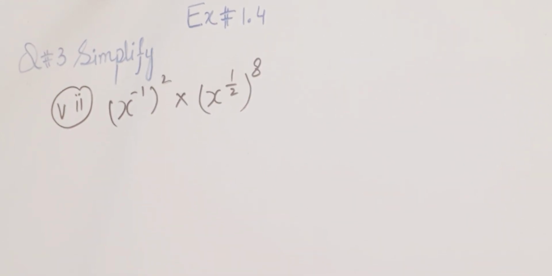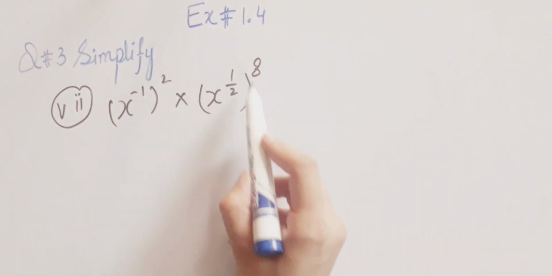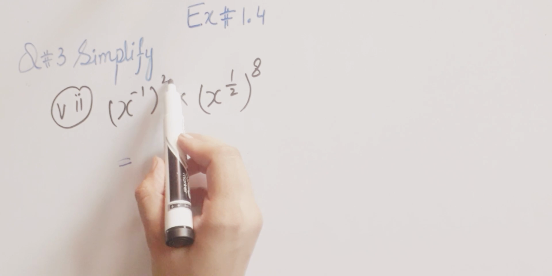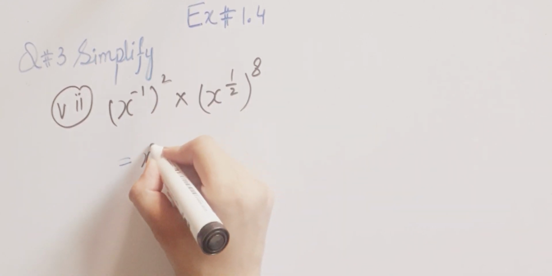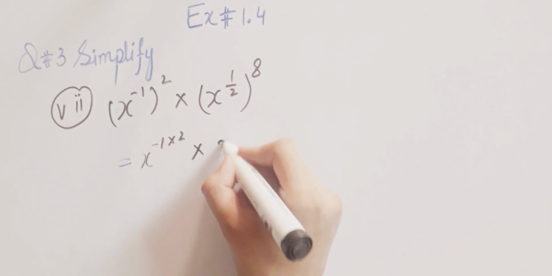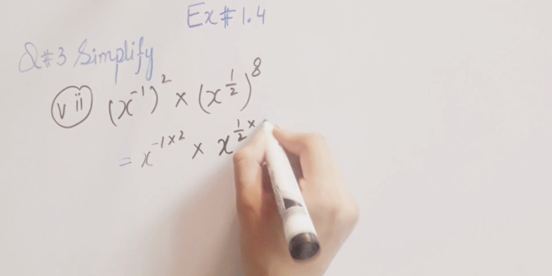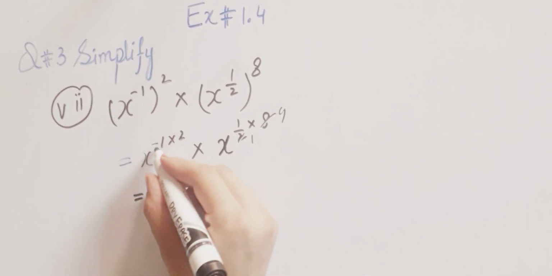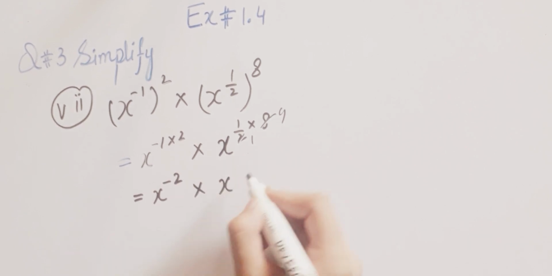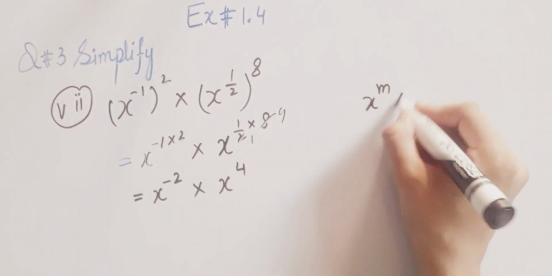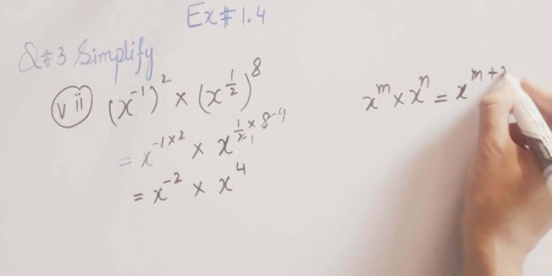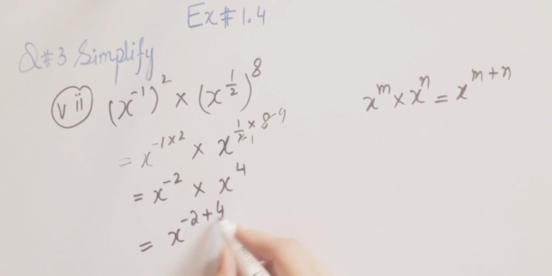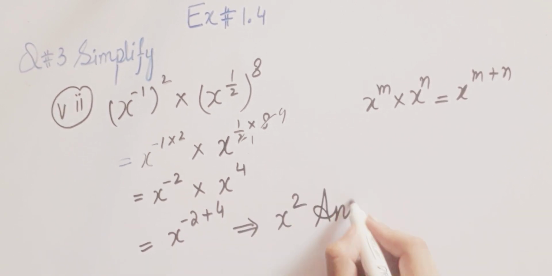Now part number 7 is x power minus 1 whole power 2 multiply x power 1 by 2 whole power 8. How can we solve this? We will solve in a very easy way. Just multiply minus 1 into 2 and 1 by 2 multiply by 8. x power minus 1 multiply by 2 multiply x power 1 by 2 multiply 8. 8 divided by 2, we have 4. We have x power minus 2 multiply x power 4. We know that x power m multiply x power n is equal to x power m plus n according to the product law. We will apply this law here. x power minus 2 plus 4. Minus 2 plus 4 is 2. So this is the answer of this question.